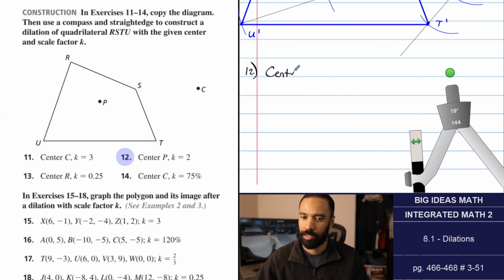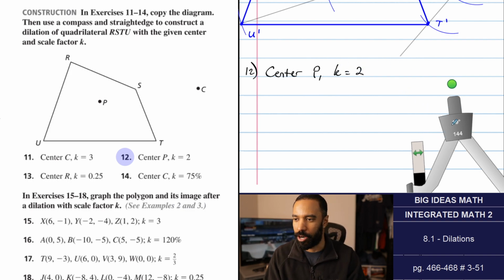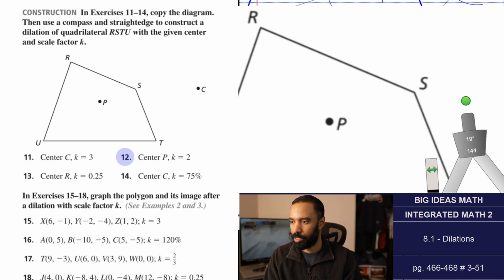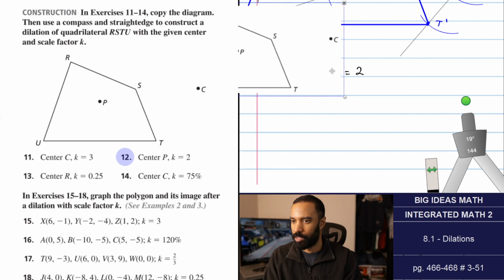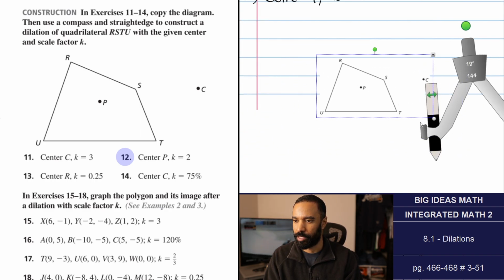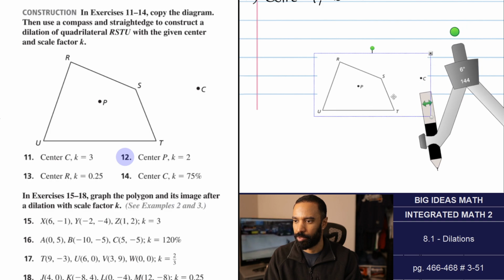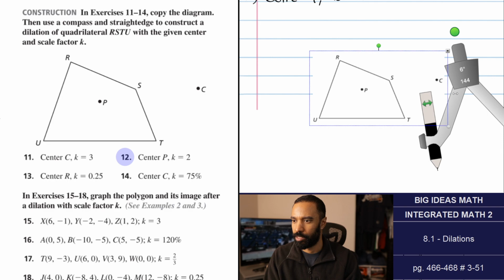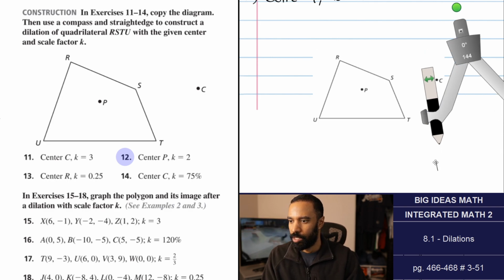Center P and K equals 2. Okay, also an enlargement. Whoa, not that kind of enlargement. How about like that? Wait, how about like that? It's fine. Drew a little something. Whoopsie. All right.